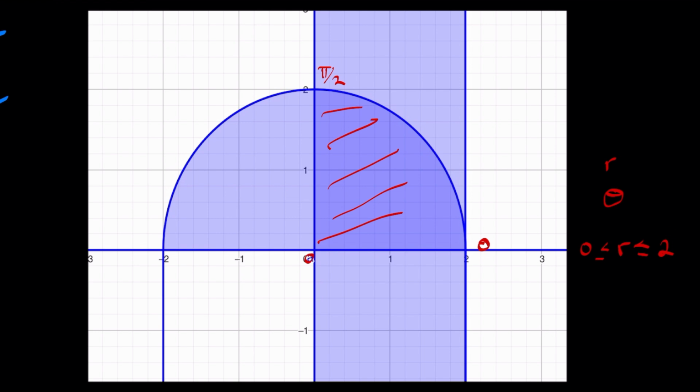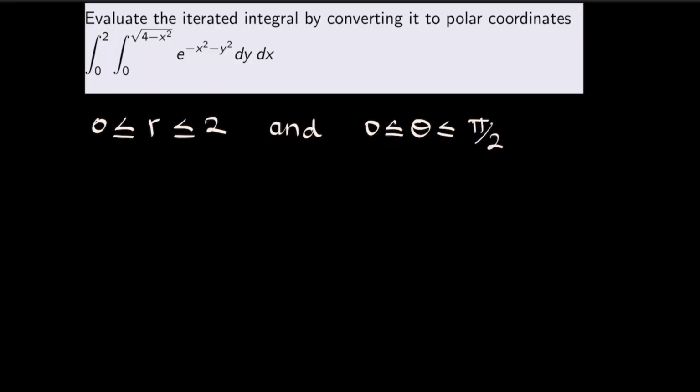And also our angle will be from 0 to pi on 2, because we are going to trace the angle from here onto this side. That's where the two regions meet. So theta will also lie between 0 and pi on 2. Now we have everything that we need, so we can set up our double integral in polar coordinates.